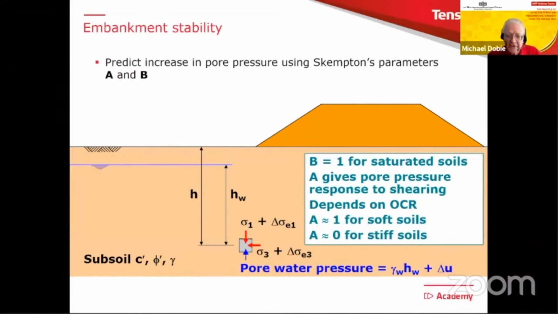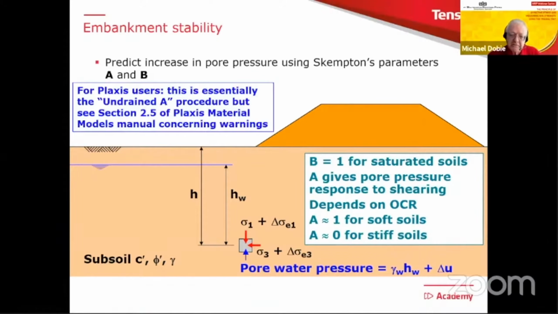Now, the values of these A and B parameters, well, for saturated soils, B is essentially 1. So that's fairly simple. But A is a bit more difficult because A depends on quite a few things, in particular on the overconsolidation ratio. For very, very soft soils, A can be as high as 1. But for stiff soils, A could be as low as 0 or even negative. And we'll see later on exactly what that means in terms of behavior. But that's the typical range of values of this A parameter.